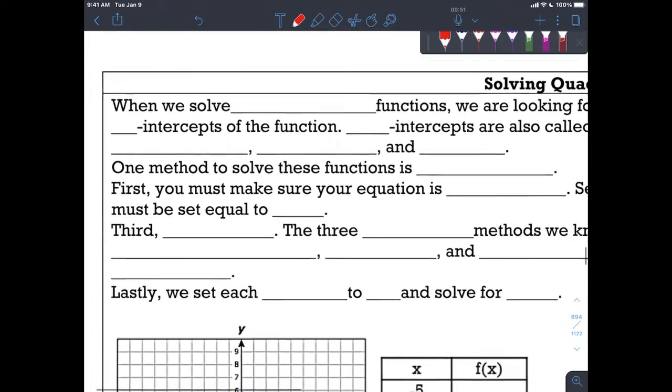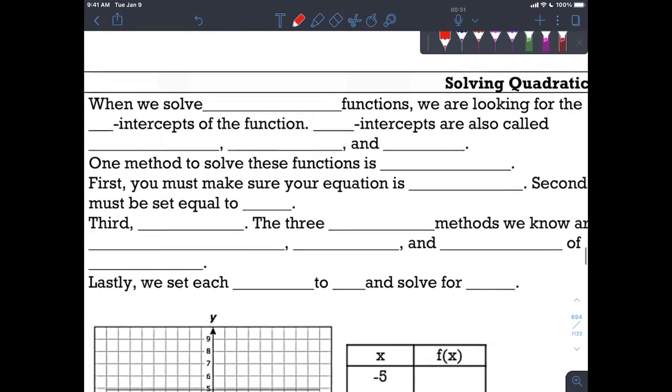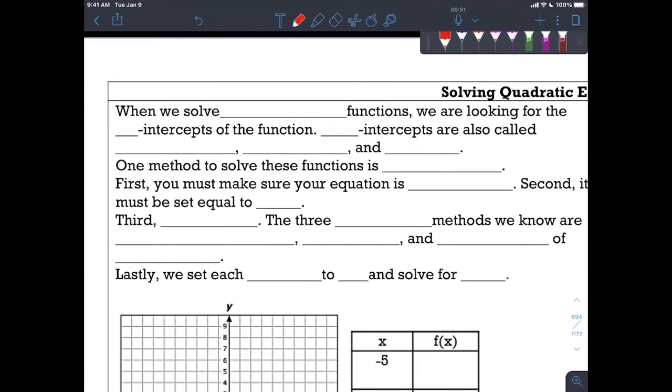Let's take a look at that notes page. So when we solve quadratic functions, we are looking for x-intercepts. Just as a reminder, whenever we solve these by doing factoring, we get x equals number, x equals number. Those are my x-intercepts, my zeros, my roots, my solutions, whatever they're going to call them. Okay? My x-intercepts are also called zeros, roots, and solutions.